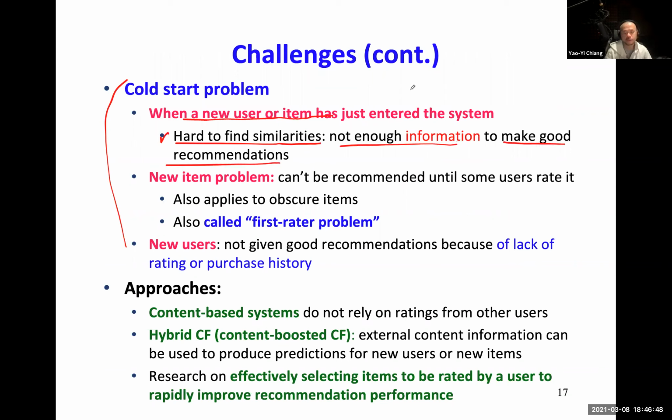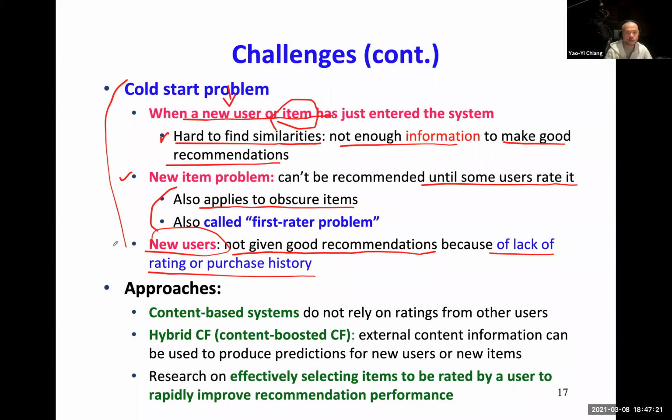Remember, your content-based system does not have this problem for items, but still has this problem for users. For the new item problem, you cannot recommend it until some users rate it. This also applies to obscure items that nobody really buys, nobody really rated. This is called the first rater problem. For a new user, we cannot give good recommendations because we do not have rating or purchasing history from this user. And this is also a problem of your content-based approach.